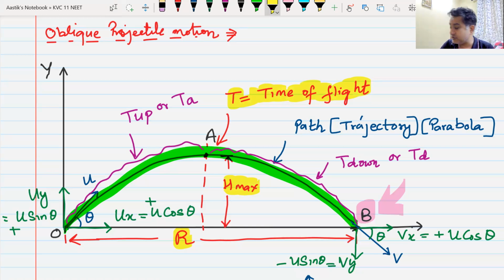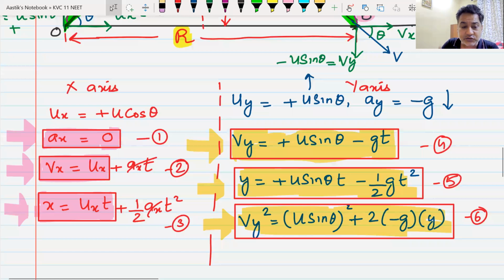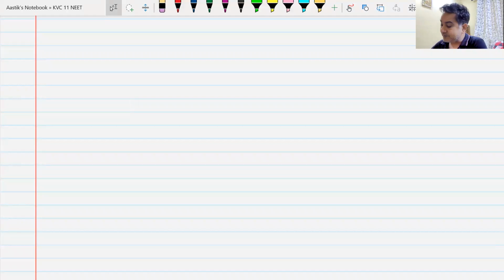Yes or no? I had shown you the equation number 1 to 6. Equations 1, 2, 3 were along x-axis, 4, 5, 6 were along y-axis, and I told you everything that we have to do in this particular case will be done from these six equations. Yes or no? So using these six equations and using what we know about projectile, we can derive these formulas, and let us write them one by one.